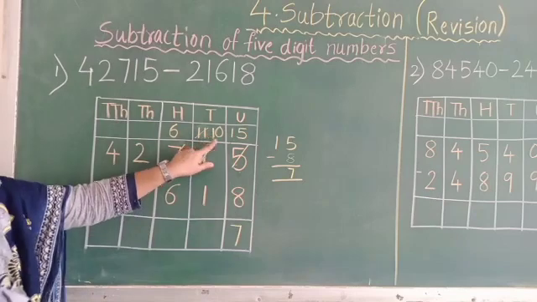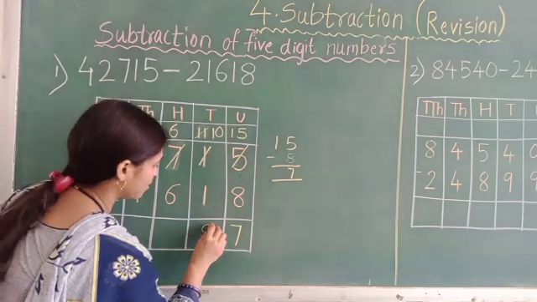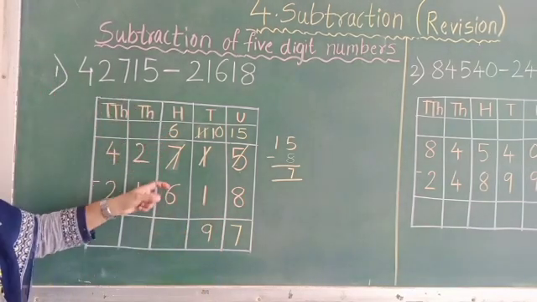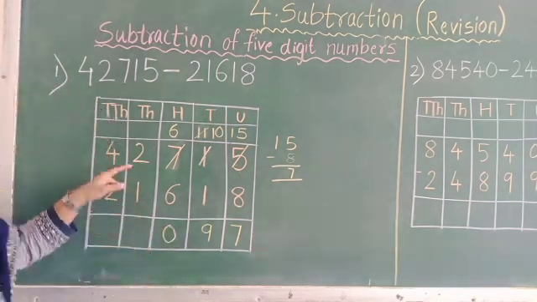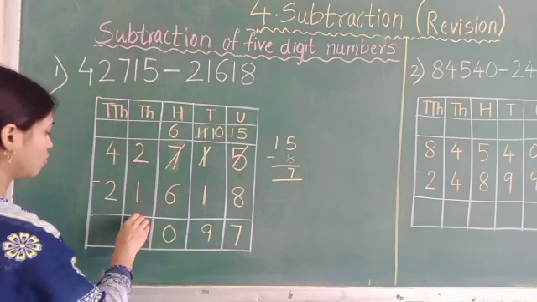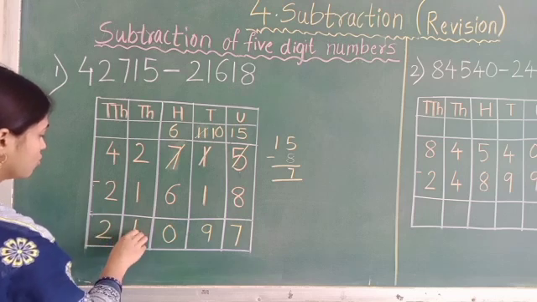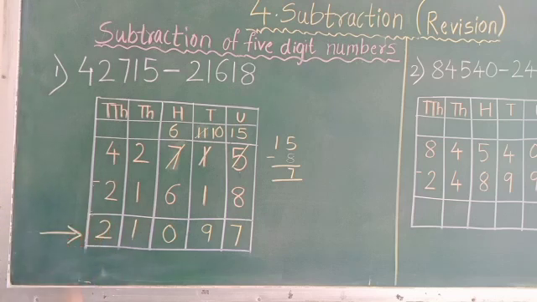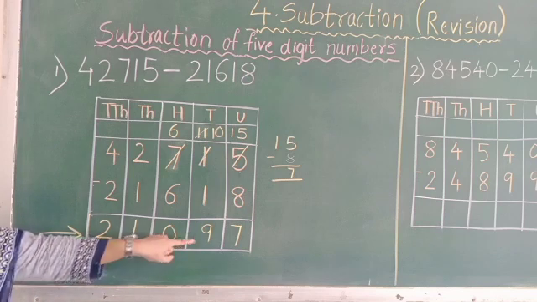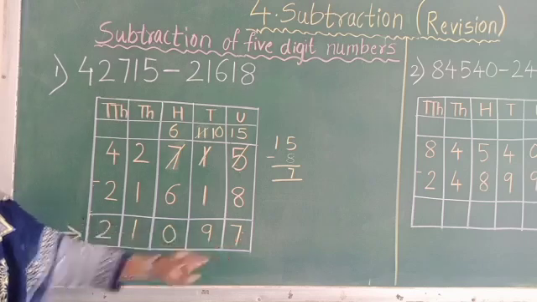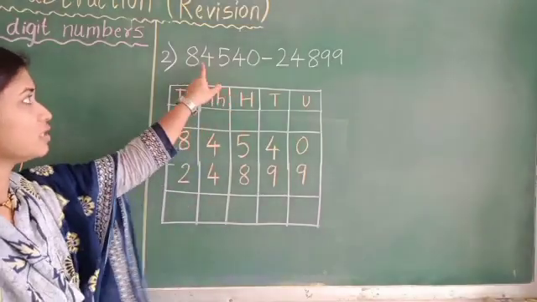Now we will see the tens column. 10 minus 1 is how much? 10 minus 1 is 9. Now here 6 minus 6 is how much? 6 minus 6 is 0. 2 minus 1 is how much? 1. And 4 minus 2 is 2. So this is our answer. 21,000. Here in the 100 place it is 0. And the last numbers are 9 and 7. So 21,097.